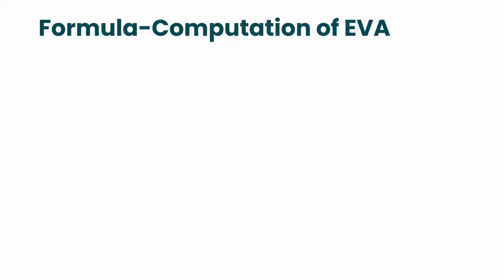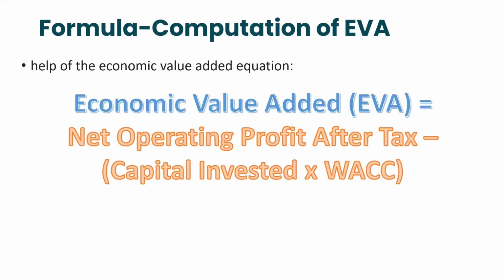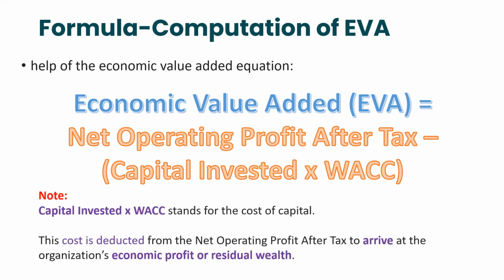The formula to compute EVA: we can calculate EVA with the help of the EVA equation. The EVA equation goes like this: net operating profit after tax minus capital invested into weighted average cost of capital, that is WACC. Capital invested into weighted average cost of capital stands for the cost of capital, and this cost of capital is deducted from the net operating profit to arrive at economic value added, or the economic profit, or the residual wealth.